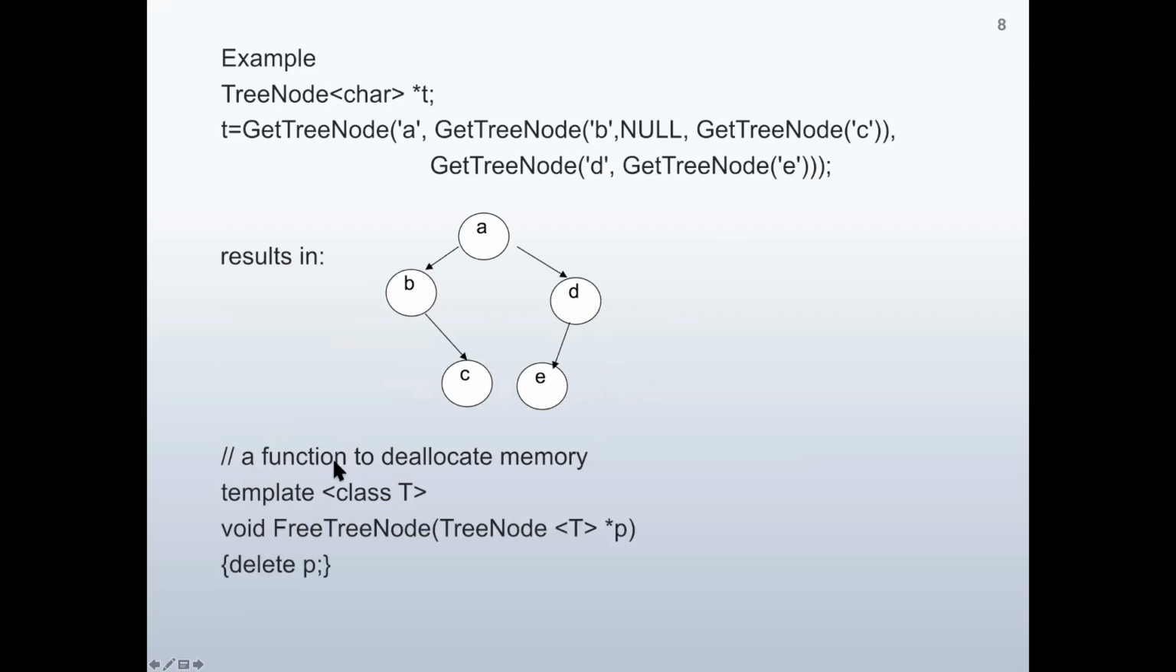Here there is a function to deallocate memory. It's a template function. The name of the function is freeThreeNode. For each node created by getThreeNode, we are going to run freeThreeNode to remove it from the memory. freeThreeNode deallocates the node which is pointed by the pointer P, which is a pointer to 3-node of type T. The operation is only delete P, so the object, which is a 3-node pointed by P, is removed from the memory.